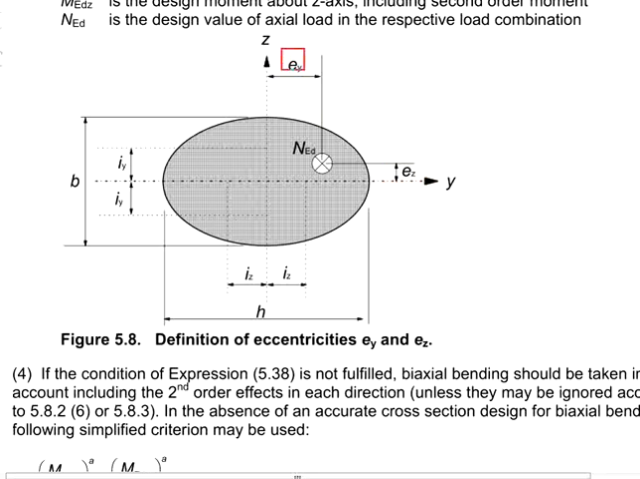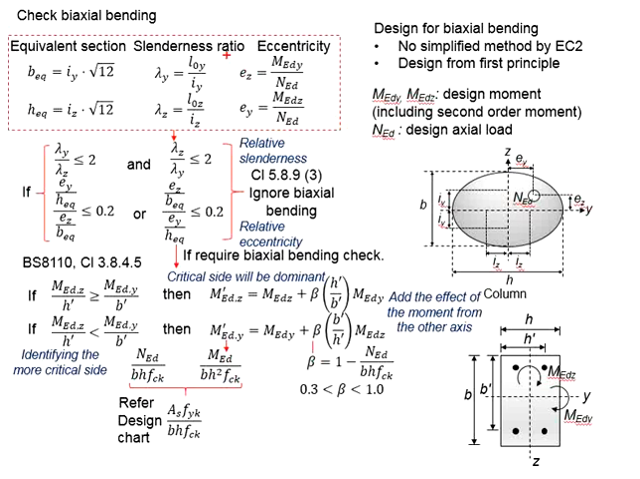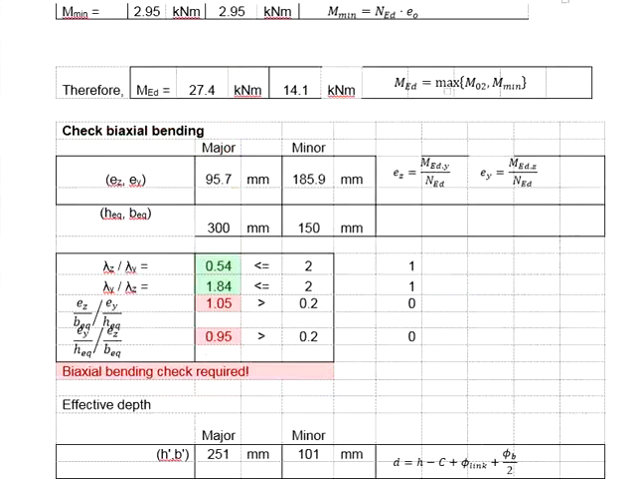Same principle goes to this EY. To get the EY, you need the moment rotating about the z-axis. Take the moment from the z-axis divided by the NED, you get EY. This explains to you why for EZ you use MEDY and why for EY you use MEDZ. Now you get EZ 95.7 mm and EY 185.9 mm.